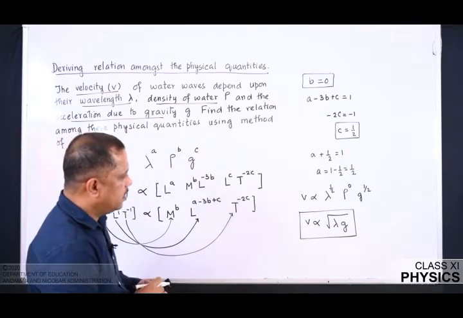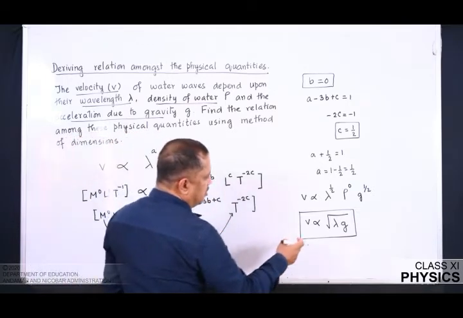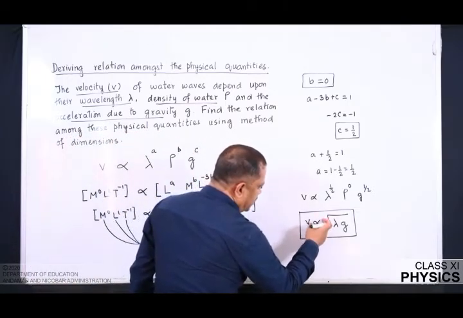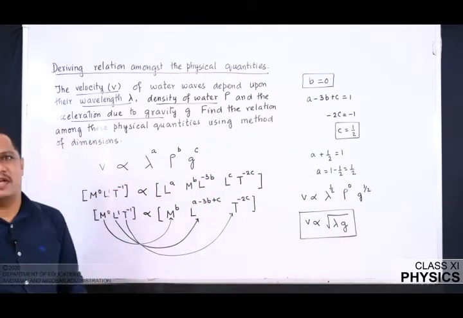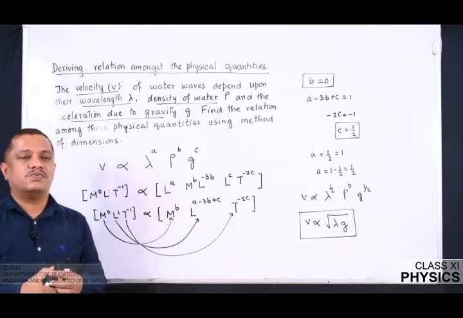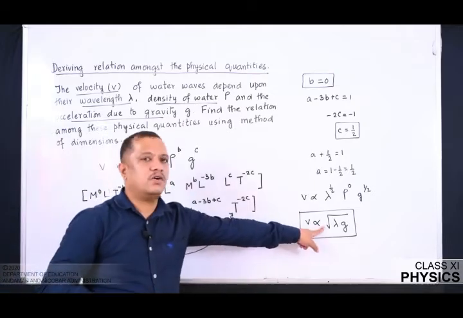We can notice one thing, that I have derived the relation, but I failed to find out what the proportionality constant is. So, this is the drawback in the method of dimensions. Using the method of dimensions, we can derive relations among the physical quantities, but we will never be able to find out what the proportionality constant will be.